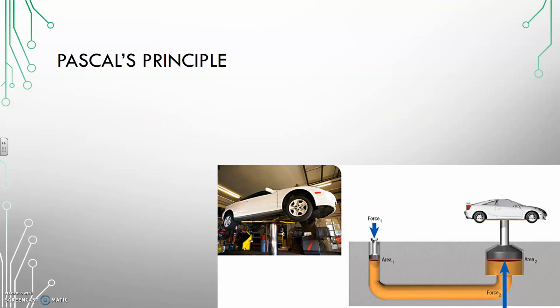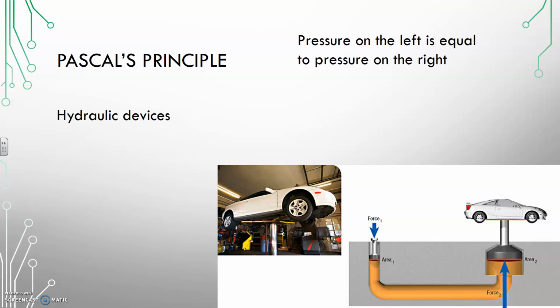Now, this is kind of confusing, but in hydraulic devices, the pressure on the left side over here is equal to the pressure on the right side over here. So P1 equals P2. Now, since pressure equals force divided by area, you can also set it up as F1 divided by A1 equals F2 divided by A2.